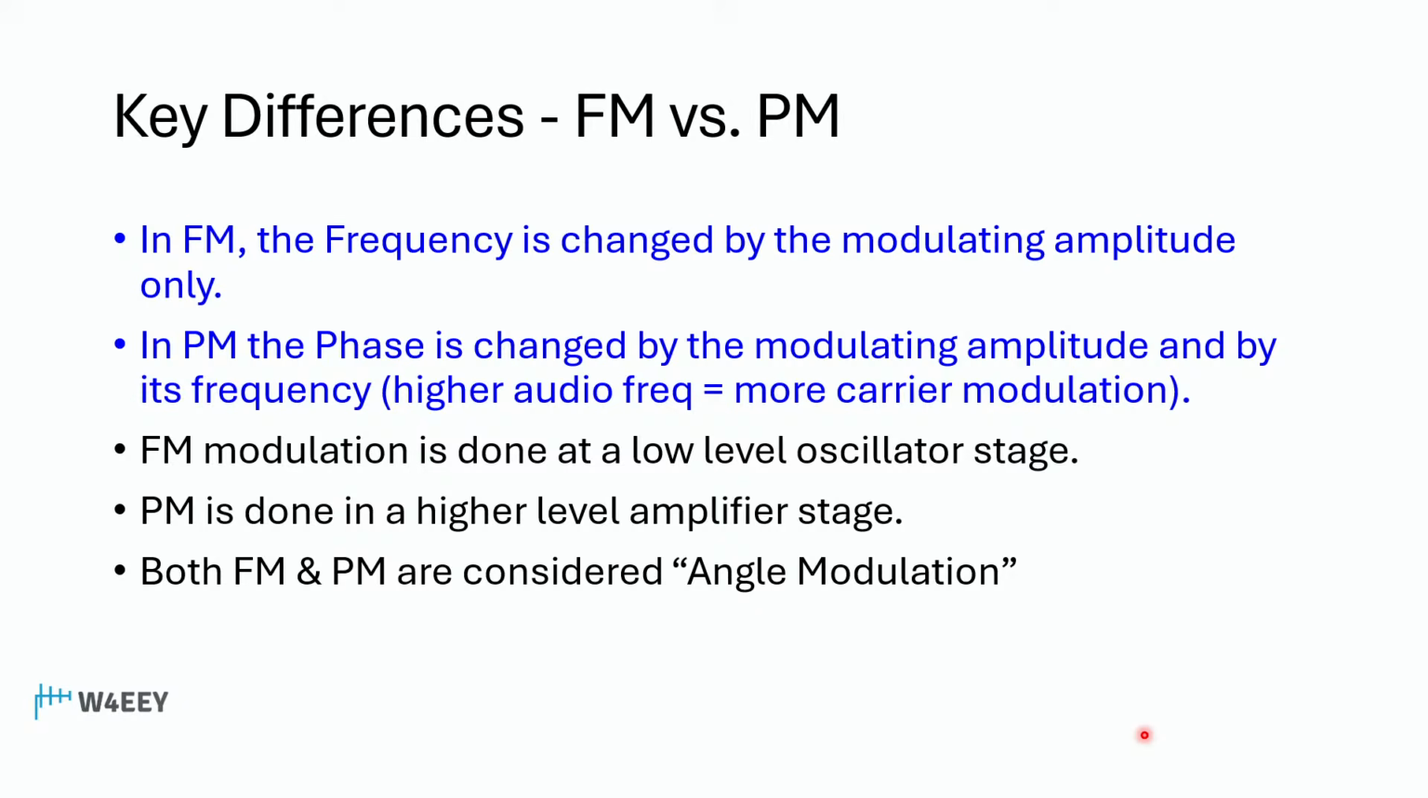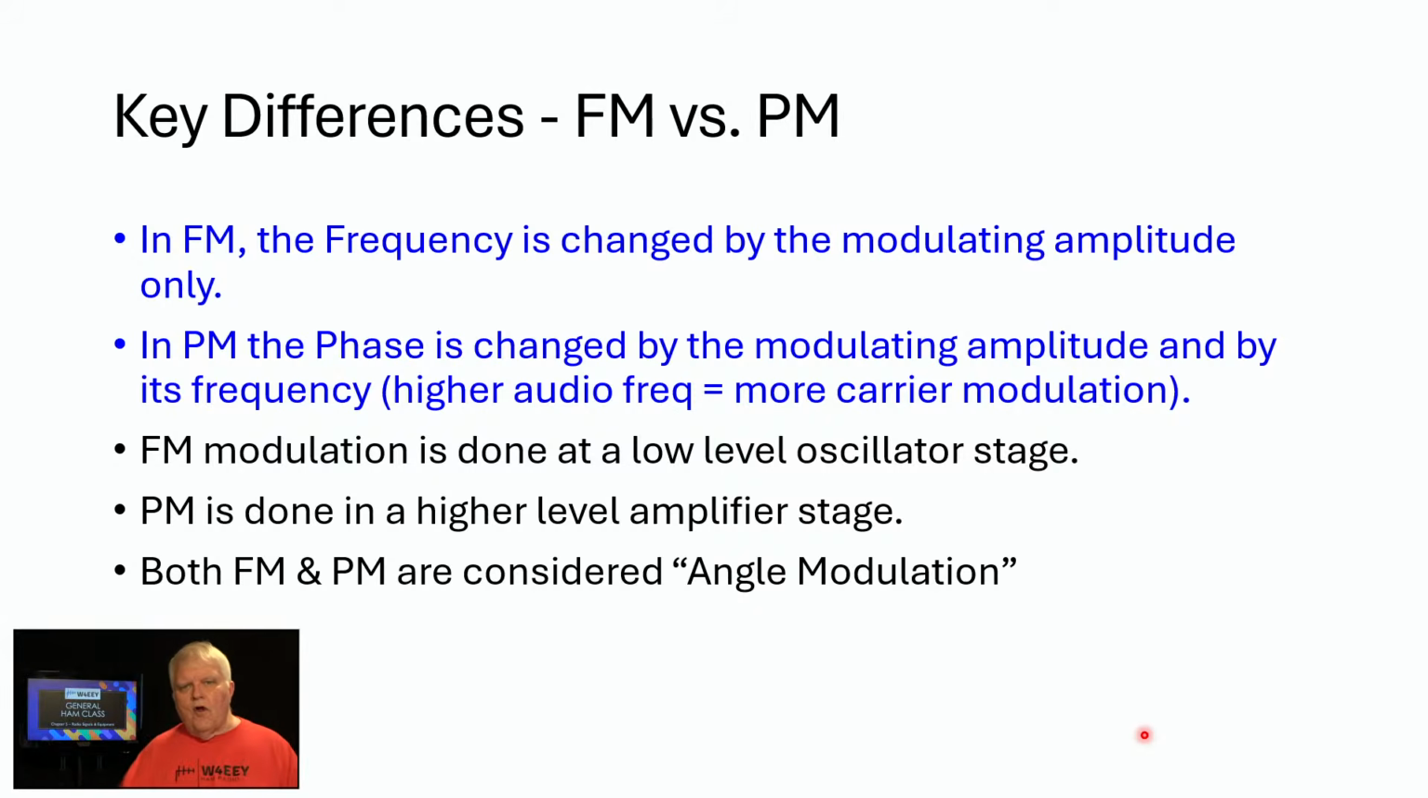And remember, in FM, the frequency is changed by the modulating amplitude, the microphone amplitude, for example, whereas in phase modulation, the phase is changed by the modulating amplitude and by its frequency. A higher audio frequency gives more carrier modulation. Now, a receiver on the other end that can receive FM will also be able to receive phase modulation. Both are called angle modulation.